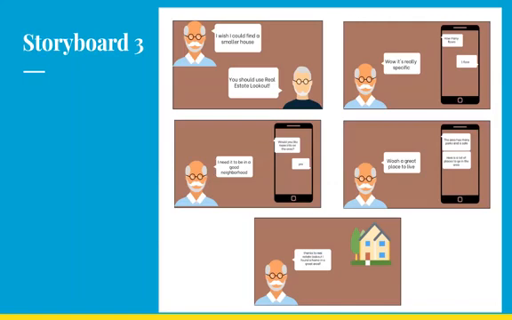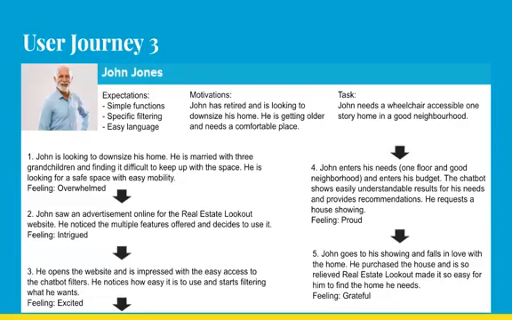In panel 3, the chatbot says, "Would you like more info on the area?" and he responds with yes, because he needs it to be in a good area. In panel 4, the chatbot shows that the area has many parks and it's safe. Here's a list of places to go in the area. And he comments, "Wow, what a great place to live." In the last panel, we see John Jones in front of his new home saying, "Thanks to Real Estate Lookout, I have found a home in a great area."